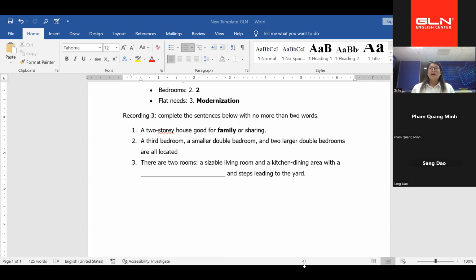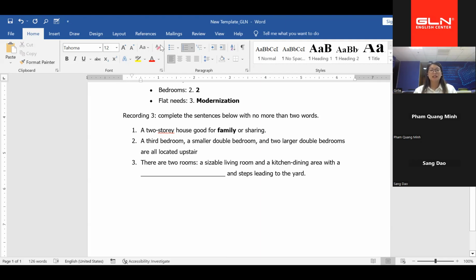So, another word which can also mean second floor, it's upstairs. Okay, the answer here is upstairs. So these rooms are located upstairs. Okay, so yes, that's the number 2.